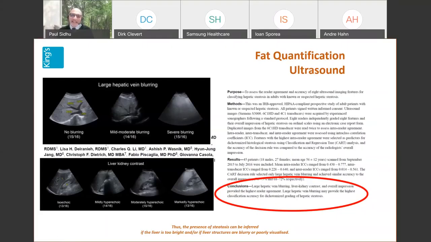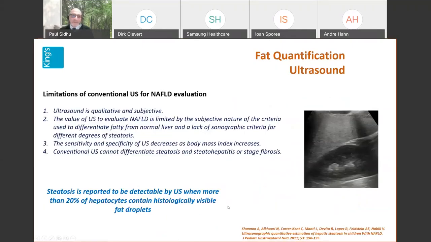You want to have something that's easily reproducible between different observers. So the limitations of conventional ultrasound for non-alcoholic fatty liver disease evaluation is it's subjective. The value of ultrasound to evaluate it is very difficult because you can't often differentiate mildly fatty livers from normal livers. And also it decreases with body mass index. So for many people you want to actually give a good quantitative assessment of the steatosis. And you cannot tell the difference between a fatty liver, steatohepatitis, or stage fibrosis in any way.